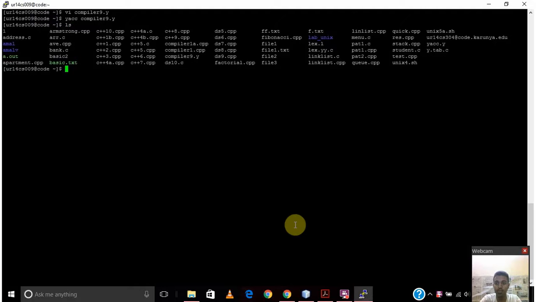So this is my code. I first need to compile it, so I'll be using yacc with the file name compiler9.y. When I compile it, two files are created, and one of them is y.tab.c. So this is my file, and I will be using this y.tab.c for compiling.